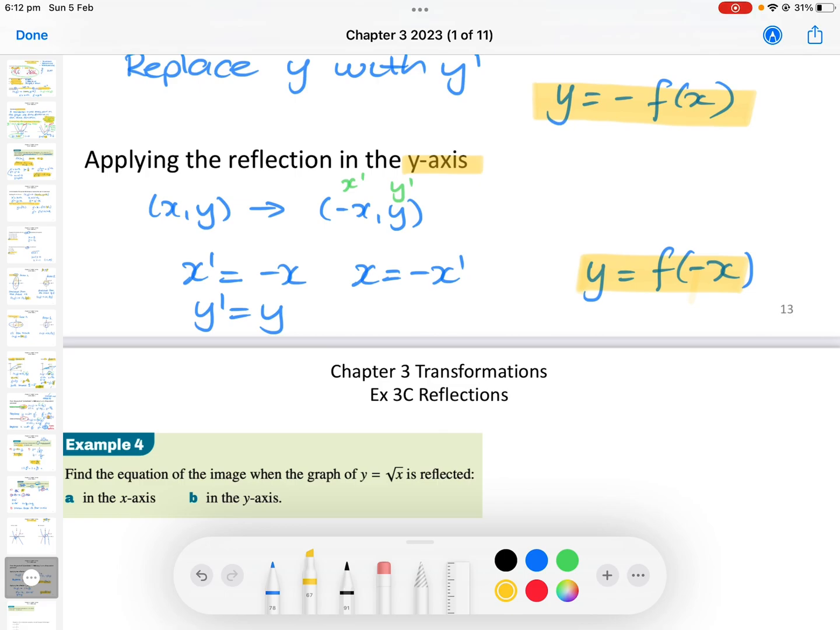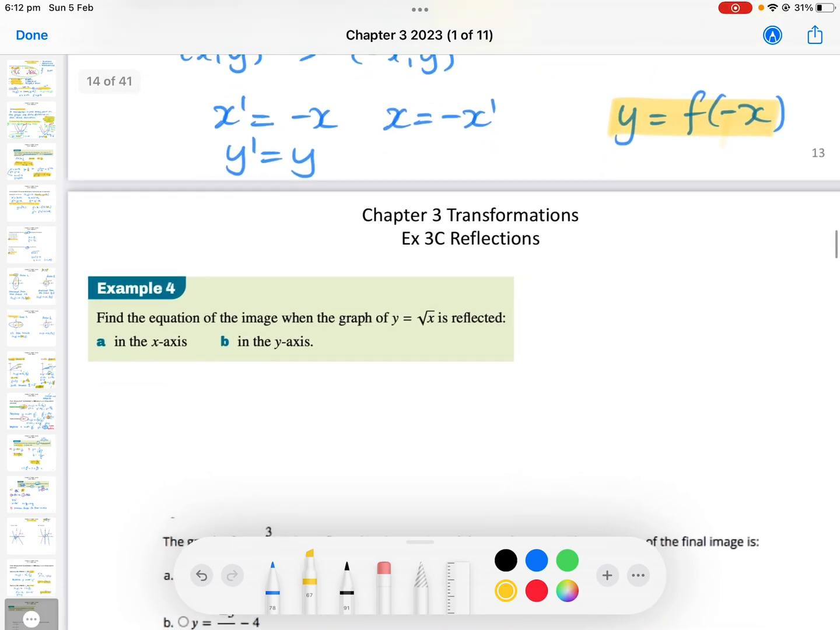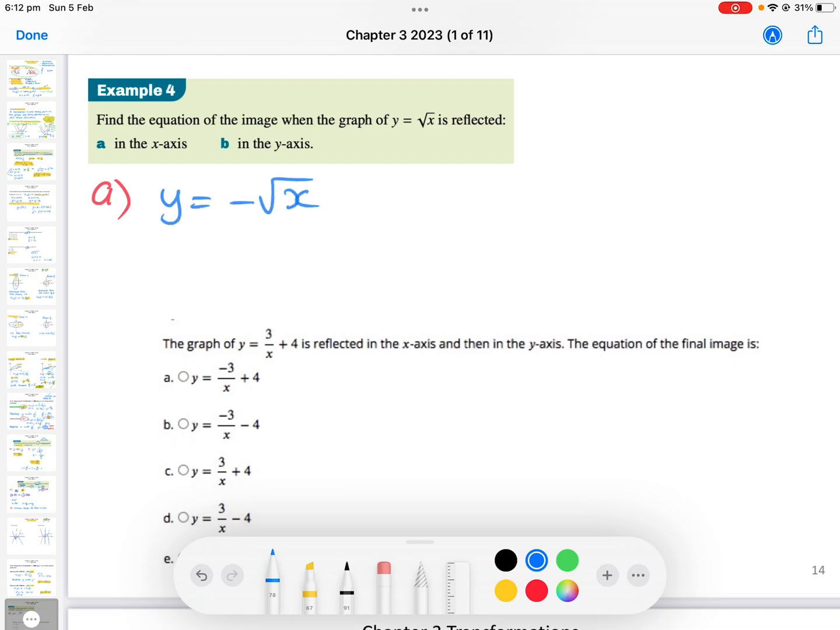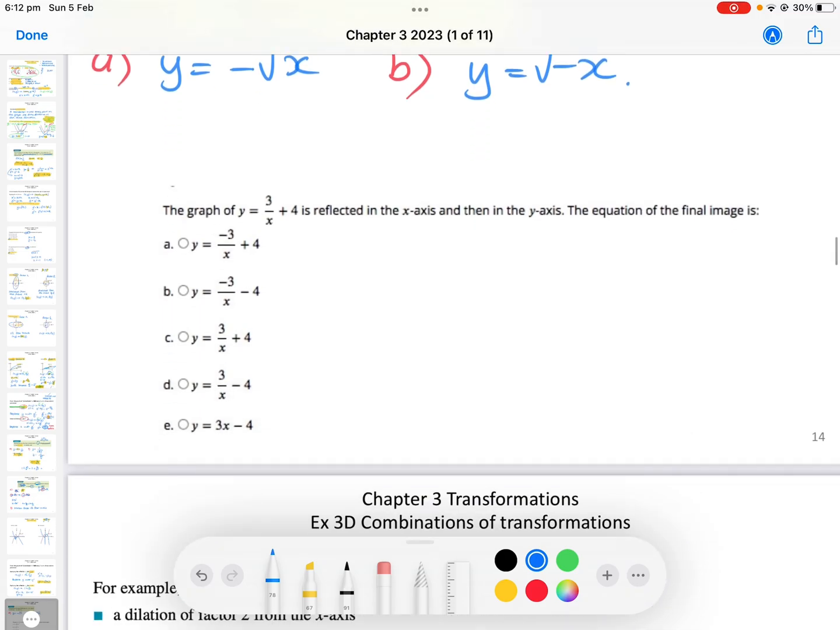So let's have a look at, I think I've just got one example, and a multiple choice question. And then you can go ahead and do 3C, which is reasonably quick. So example 4a, find the equation of the image when it's reflected in the x-axis, it goes outside. When it's reflected in the y-axis, it goes inside. And a multiple choice practice question.